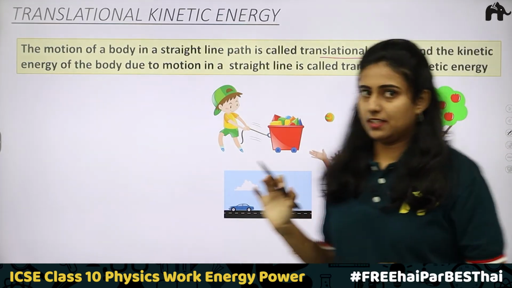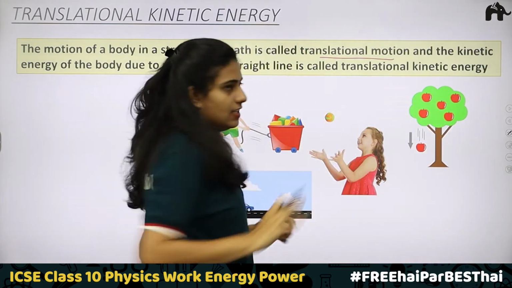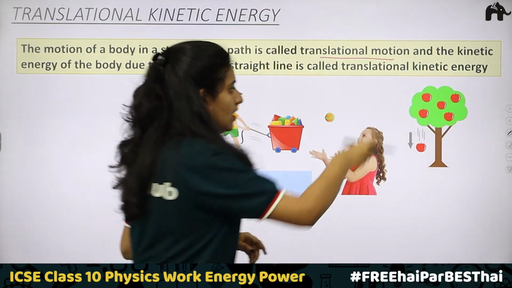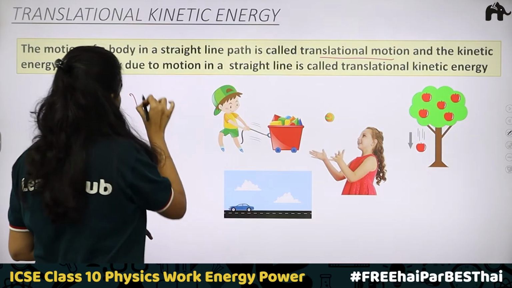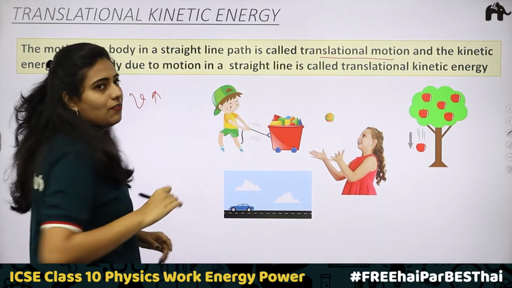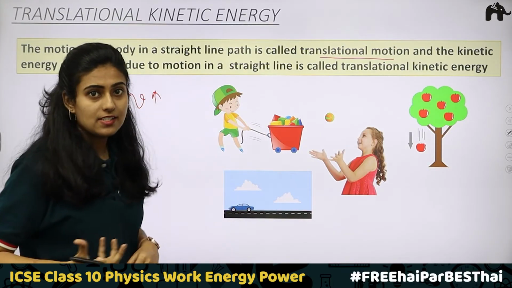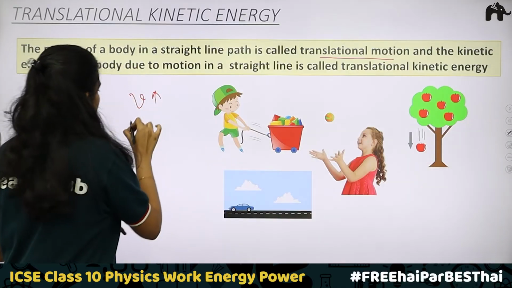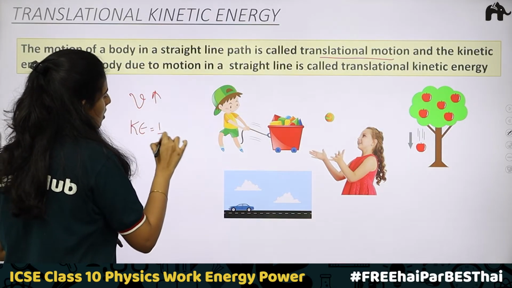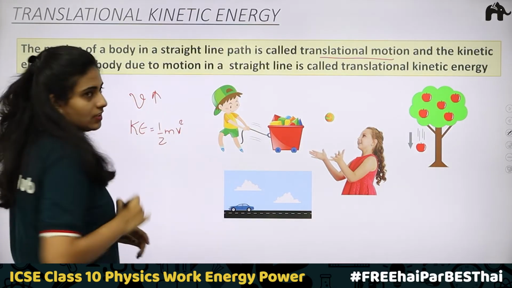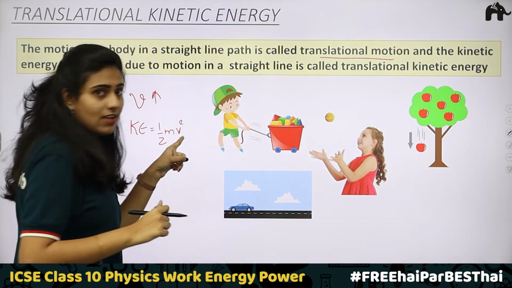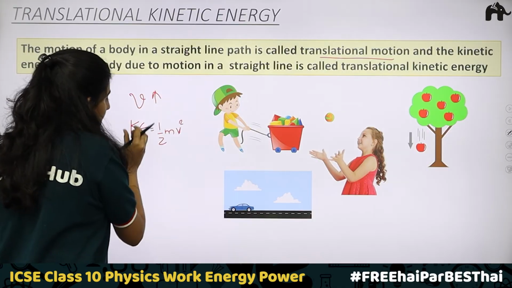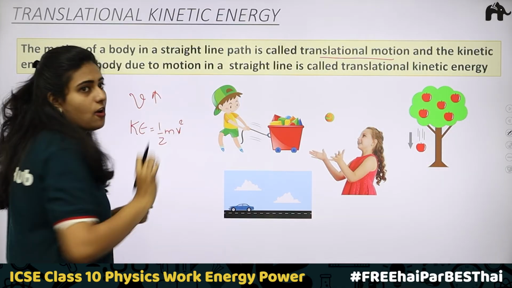So, when all these bodies move, there will be a change in velocity. Initially, the apple was staying here, so there is no kinetic energy. When it is falling down, what is happening? Velocity is increasing. When velocity is increasing, what happens? We know kinetic energy depends on velocity. That is, KE is equal to half mv square, where v is the velocity.